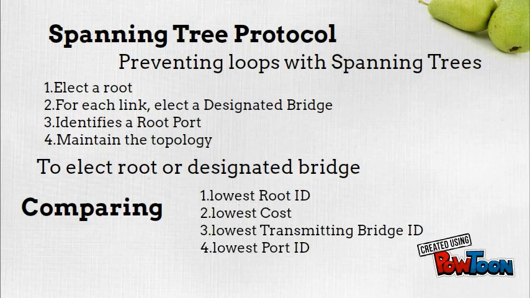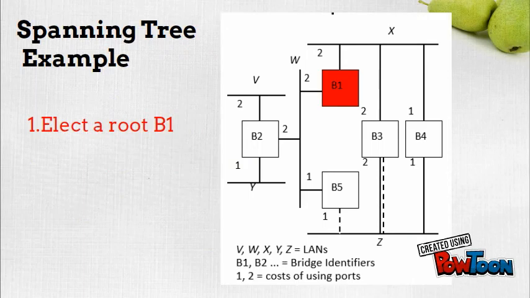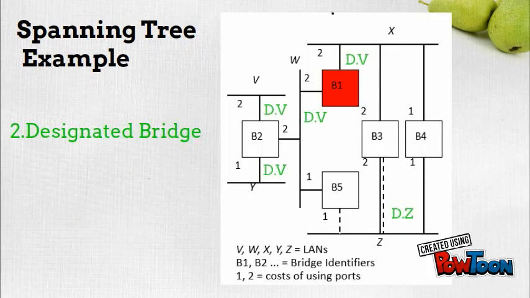To elect a root or designated bridge, there are 4 messages that need to be compared. Here is a spanning tree example. Firstly, compare the bridge identifier numbers: B1 is selected as the root. Second, compare the path cost to reach the root to select the designated bridge. For example, for Z sending to B1, the costs through B4 and B5 are the same at 2. The B4 identifier number is smaller, so choose B4.